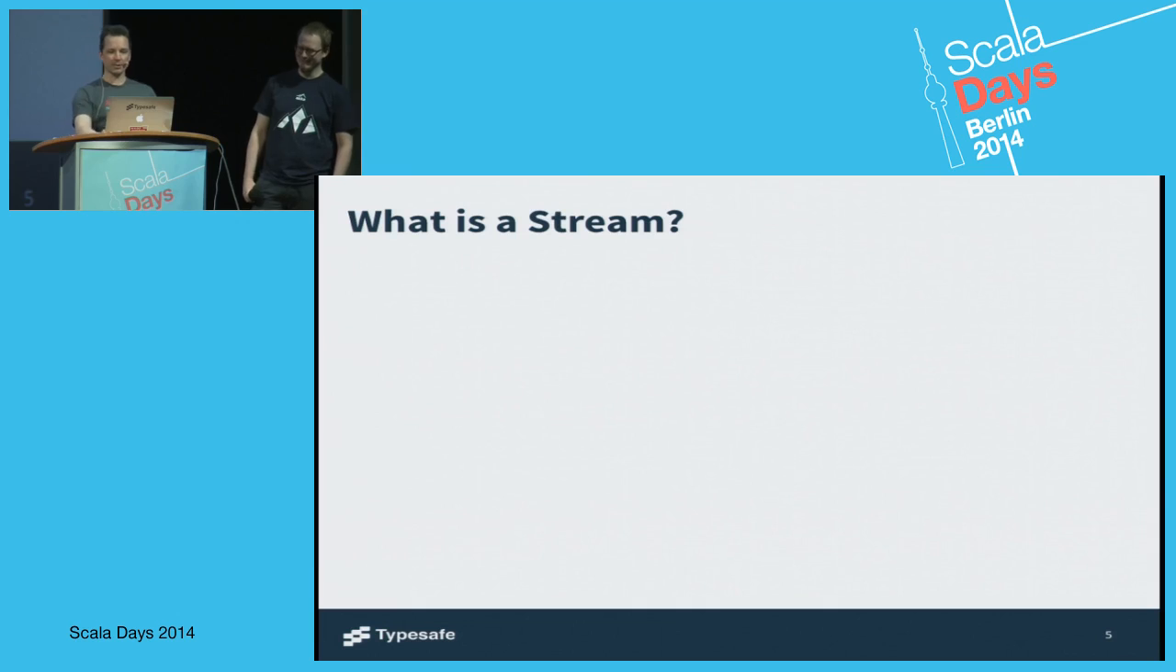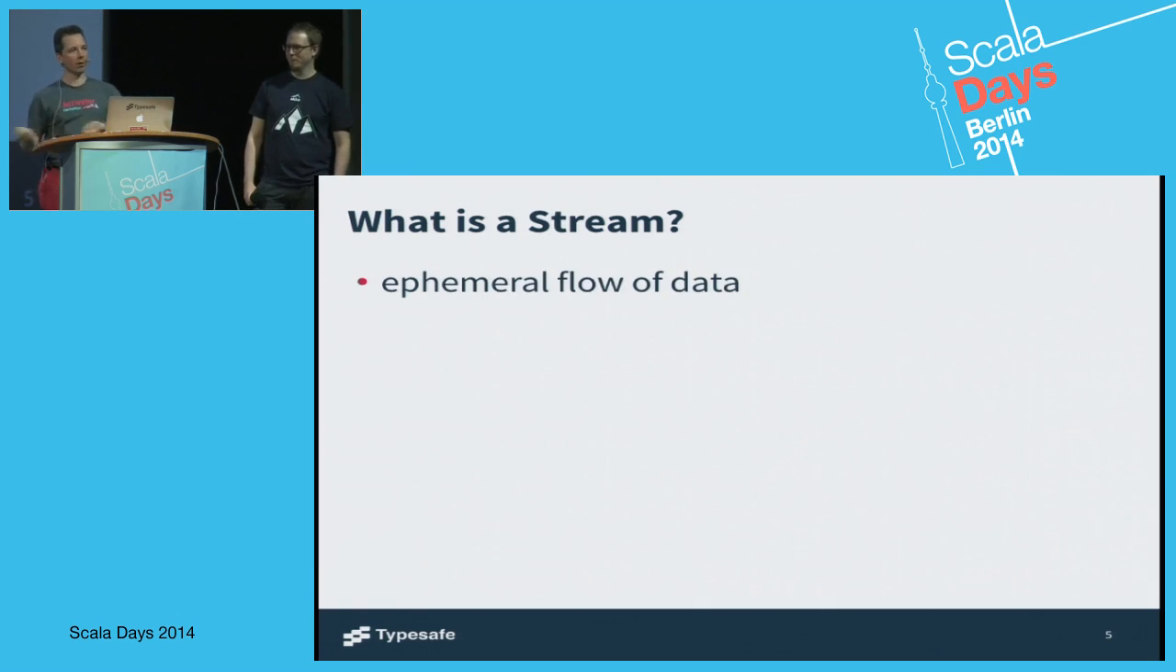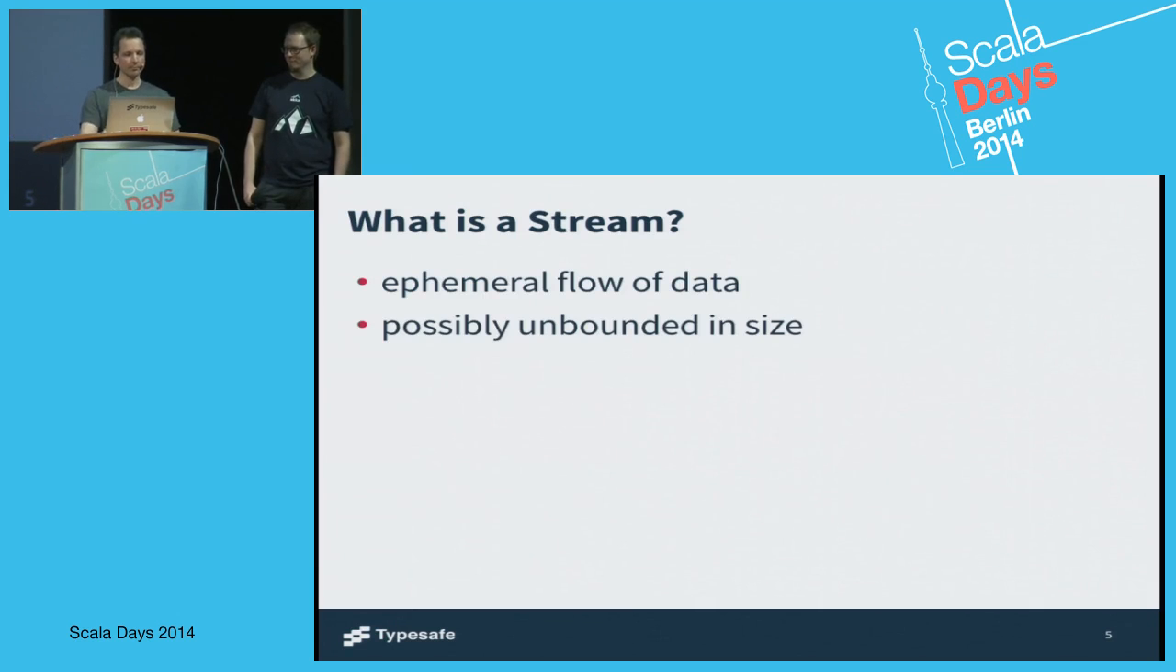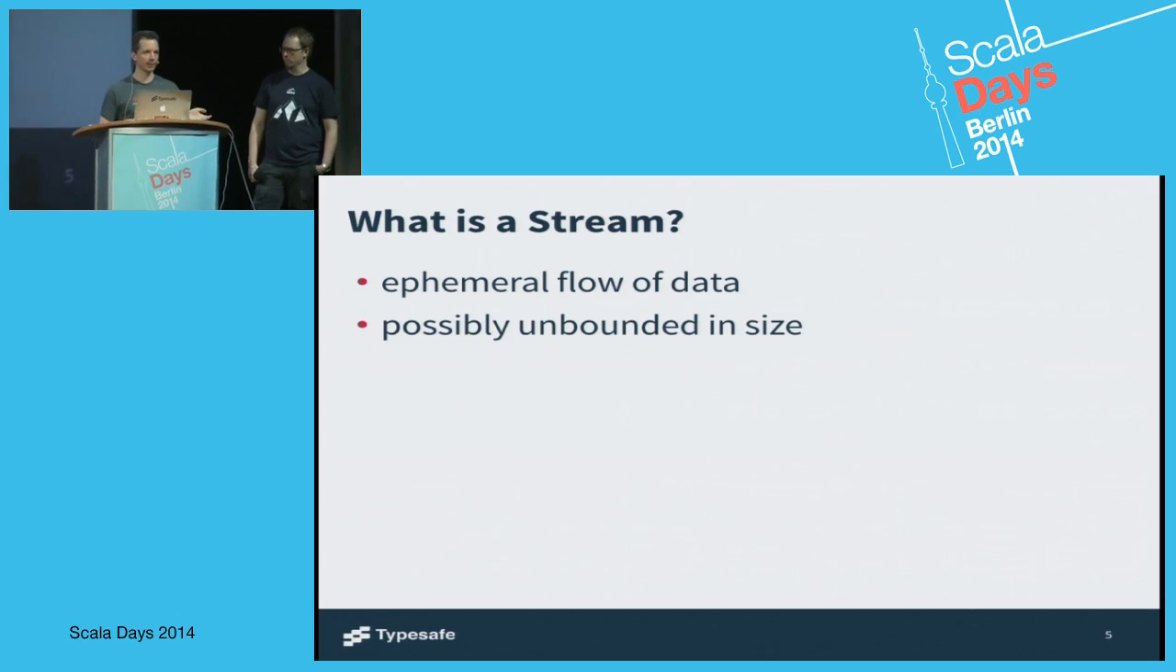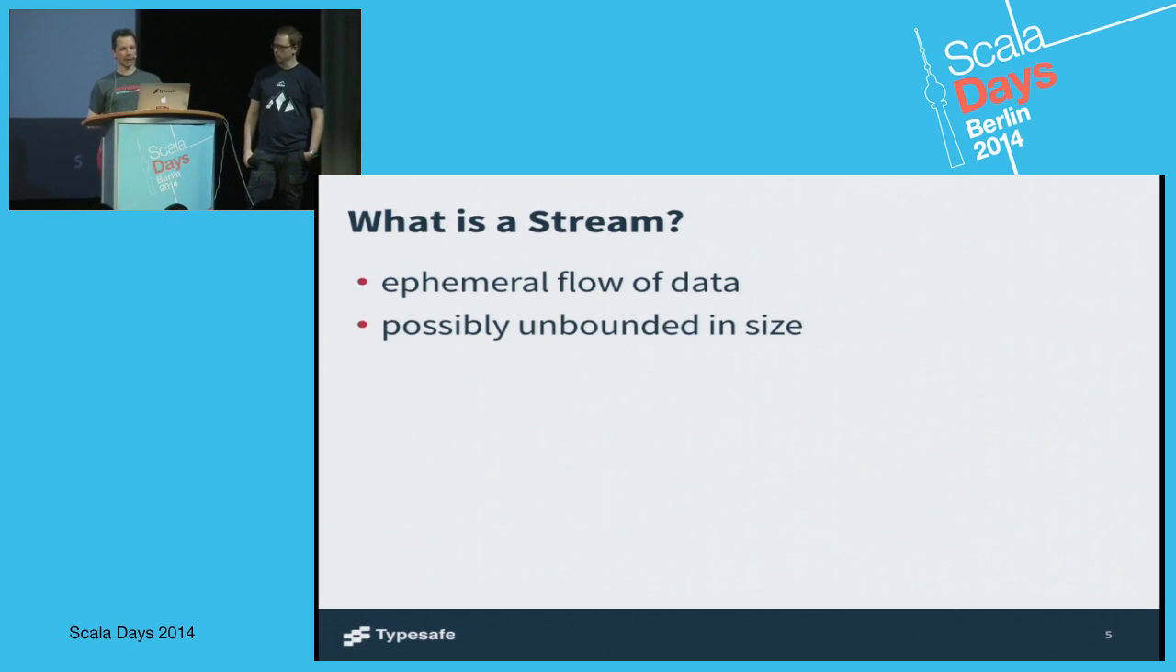So, what is a stream? It's an ephemeral flow of data. Once the flow is gone, it's gone. It's possibly unbounded in size, just like the streams we take the metaphor from. Examples might be stock tickers, like the stock exchange always produces data, or sensor inputs, you don't know when it ends. You can have finite streams as well, but that's just a special case.